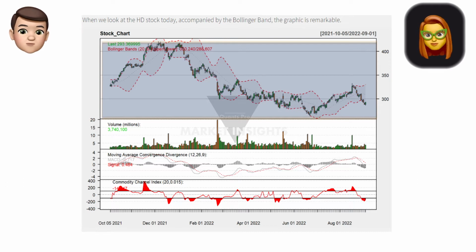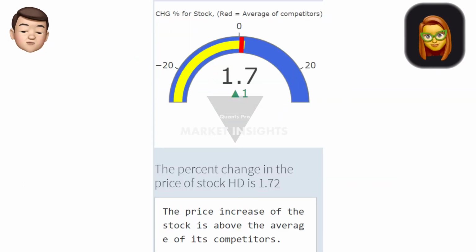Now let's examine the performance of the company's competitors. When the graph is carefully examined, the price performances of the rival companies as of the previous day's closing can be seen. Why are the rival performances important, David? What do you think about this topic?